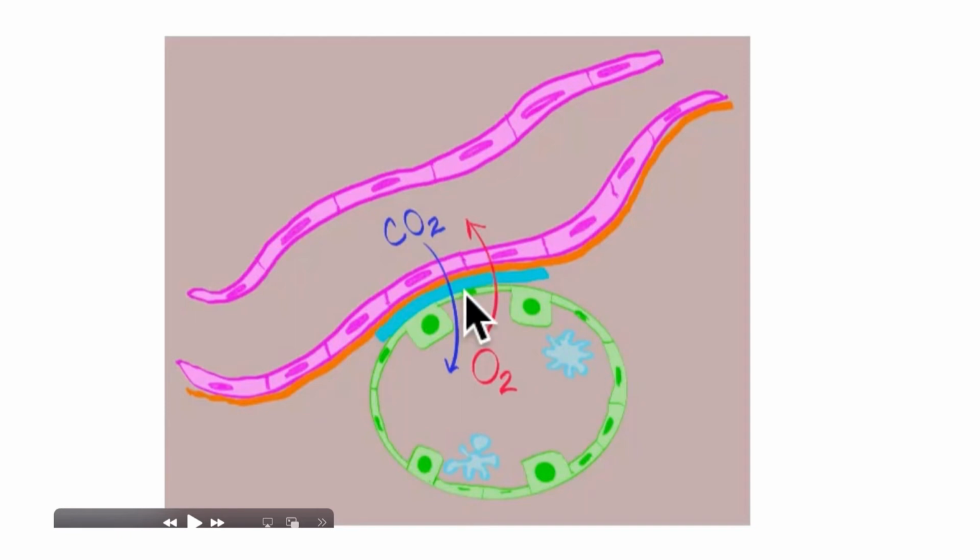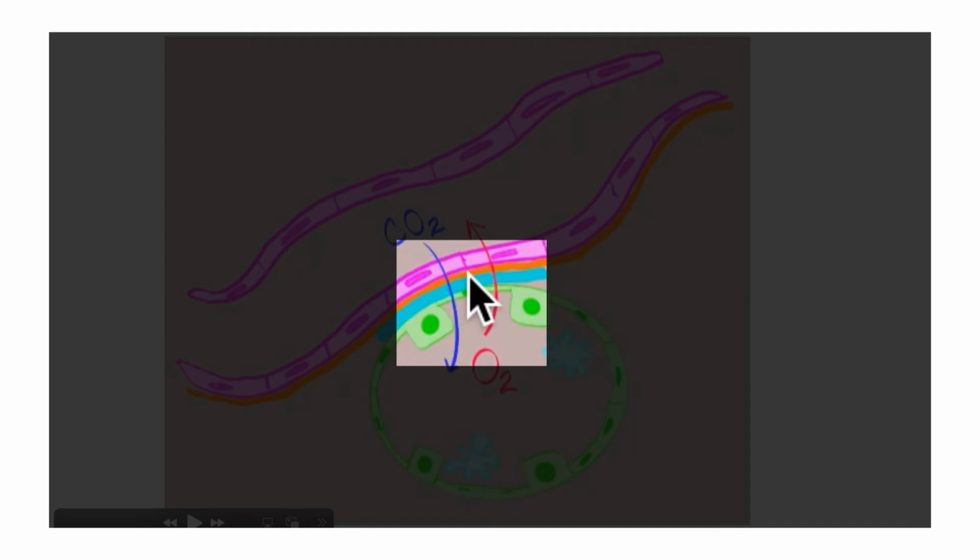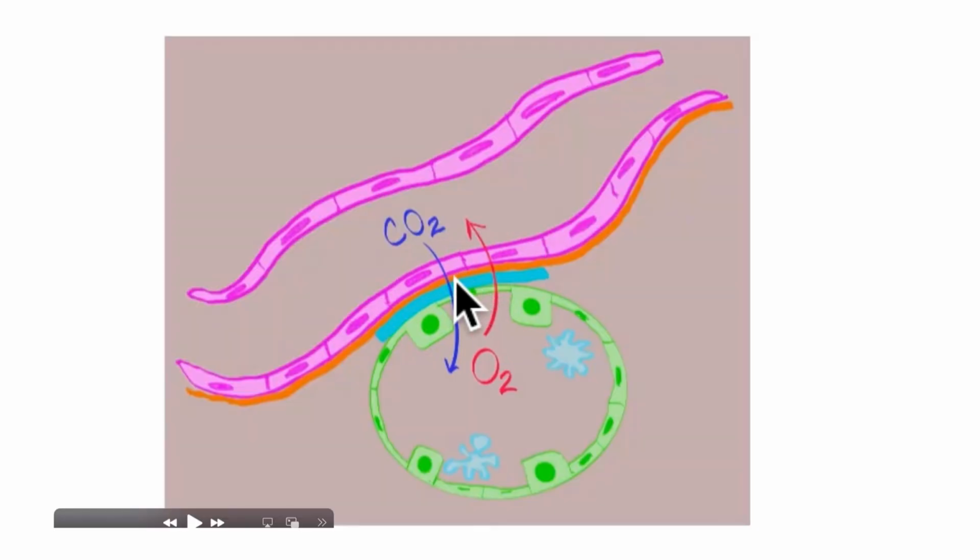Each epithelial tissue has a basement membrane. So this teal color right here is the basement membrane for the type 1 alveolar cells. And the orange here is the basement membrane for the endothelium of the blood capillary. There probably should be a tiny interstitial space between these two basement membranes. I can't say that for sure.